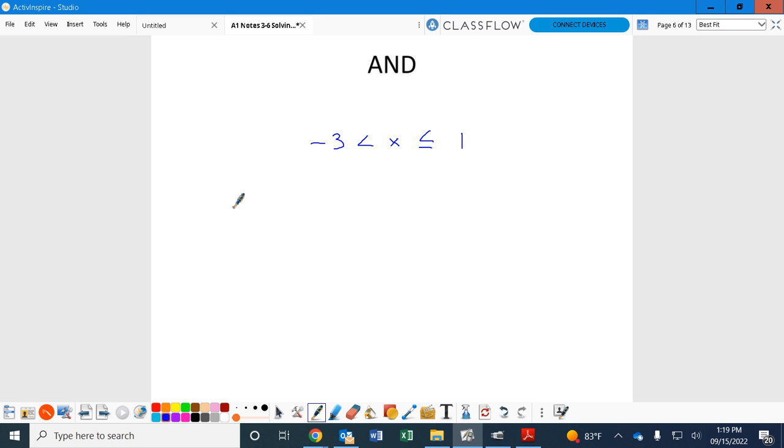Guys, there's no and written there, is there? No. But there really is. Because anytime they write it in between, that means they both have to be true, yes?